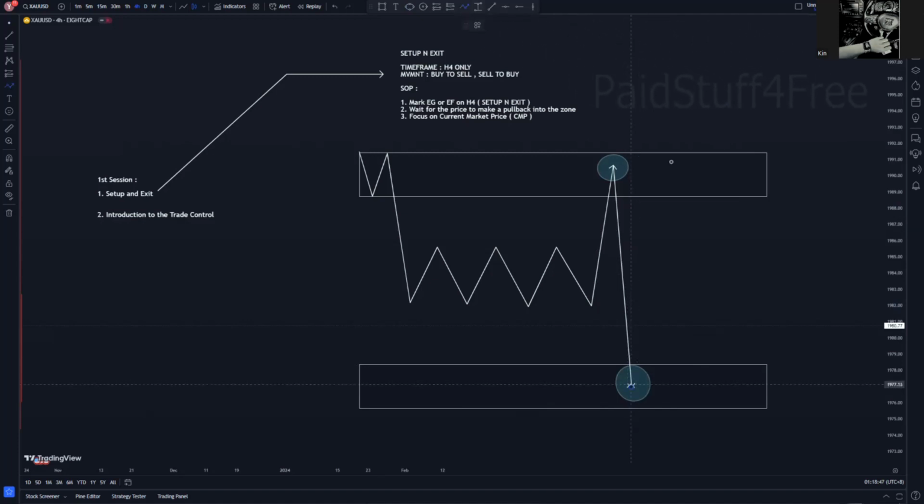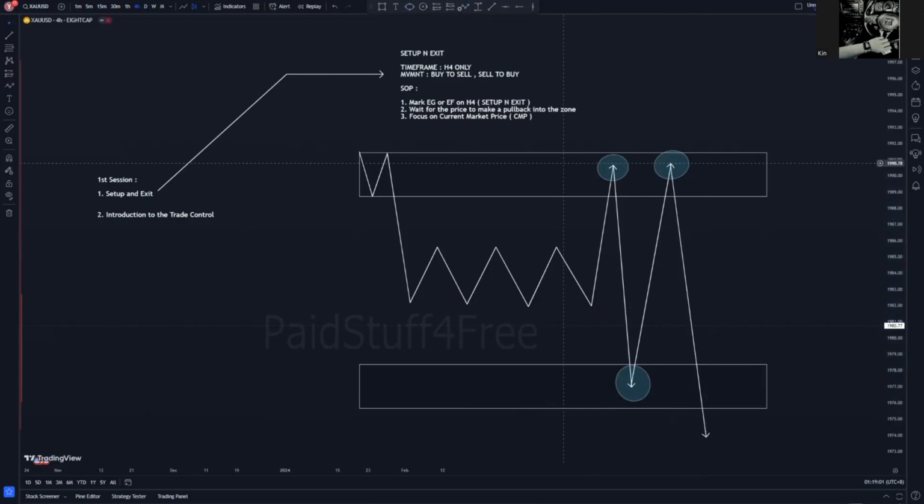And when the price gets into the sell zone, what to do again? Back to what I said: focus on the CMP, the current market price, again. And then the price went down to the buy zone again, like this.